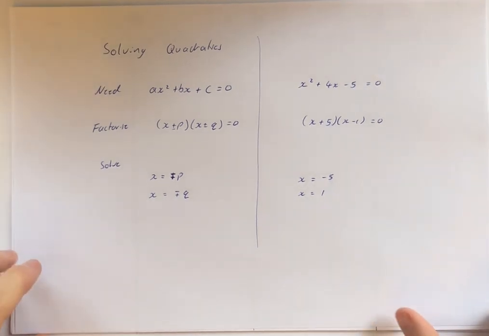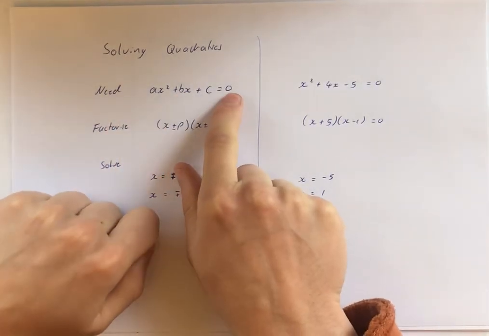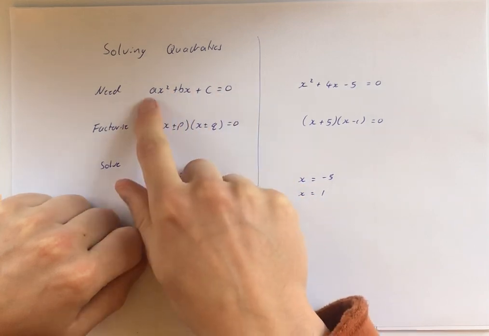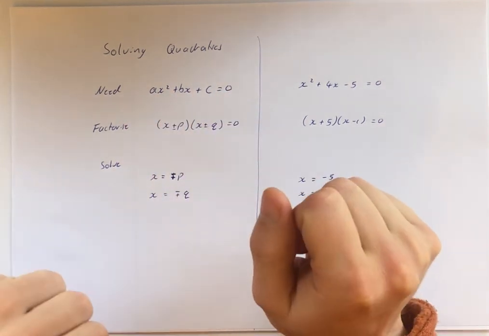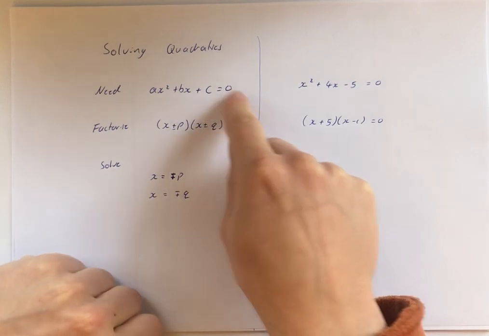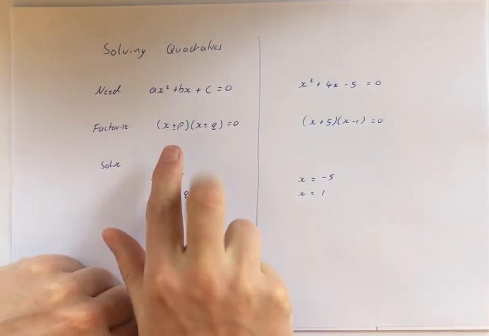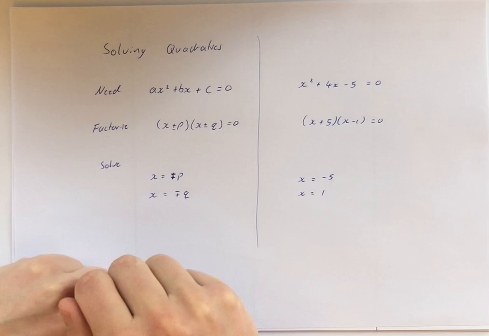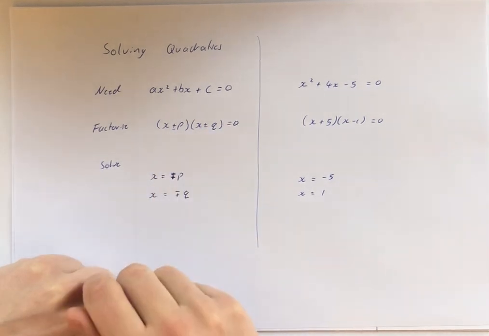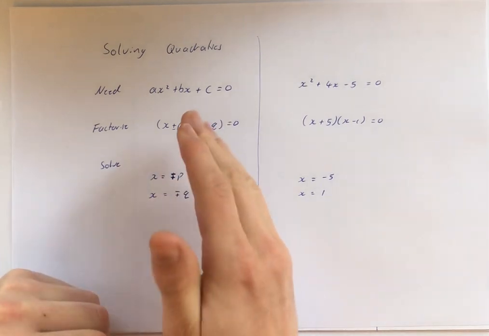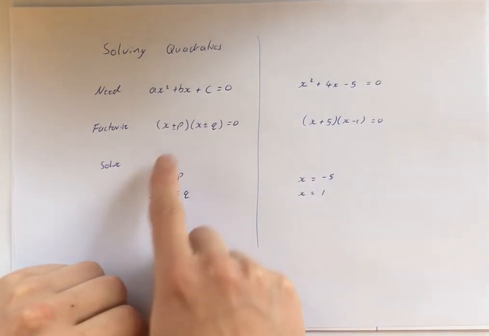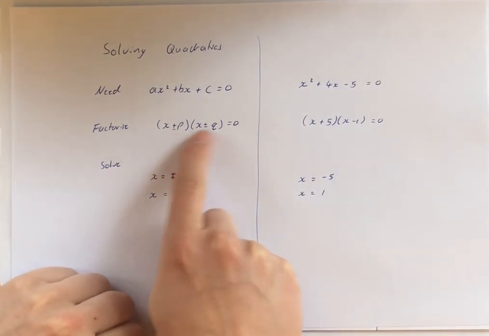Okay, so solving quadratics. Two big ideas. You need your quadratic equation to equal 0. So if it's in the form ax squared plus bx plus c, that needs to be equal to 0. Because once it's equal to 0, you can factorize, and you can just solve each factor for 0. Because if 2 things multiply to 0, then obviously one of those factors is equal to 0, or the other one is equal to 0. So then you can easily solve for those 2 numbers.